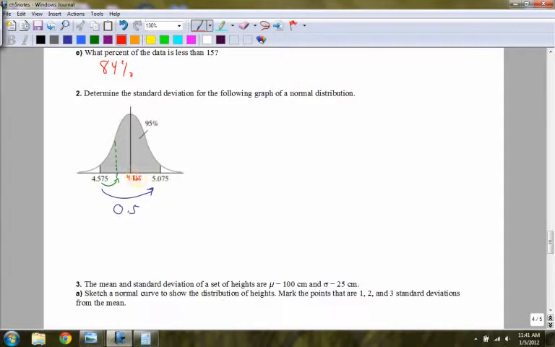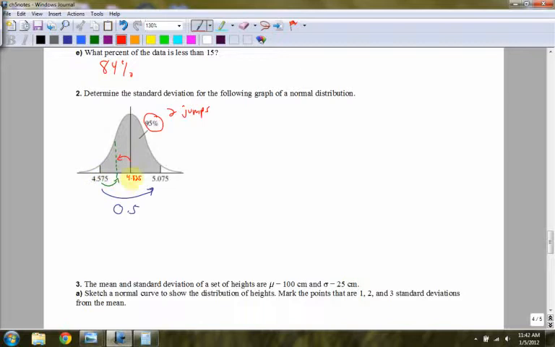4.825. We're just looking for the standard deviation, right? Standard deviation is how far it goes one jump in each direction. This number, 95%, tells me that that's two jumps. I want just one jump, so I want to see how long it's going to take to get to the green line, because that would be one jump.